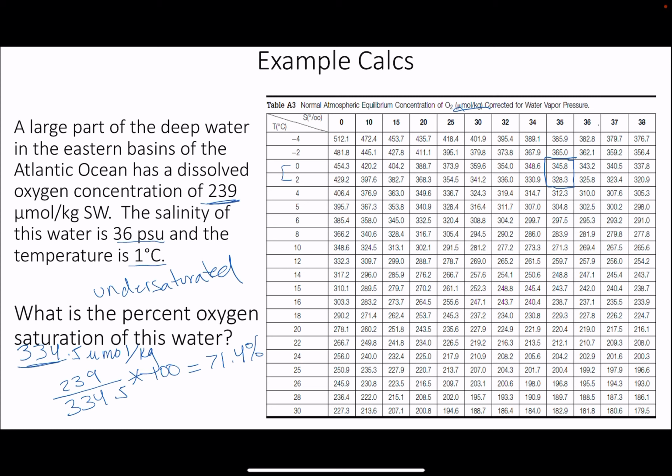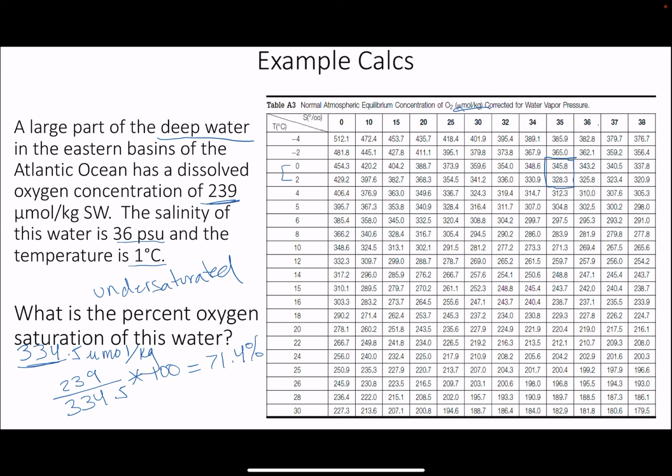Okay? And so based on what we know about photosynthesis and respiration, this makes sense because this is deep water. Photosynthesis happens at the surface and respiration happens in the deep. And so respiration consumes oxygen.